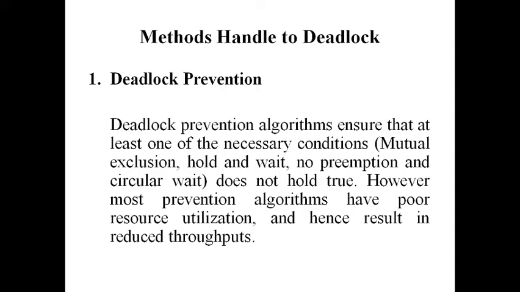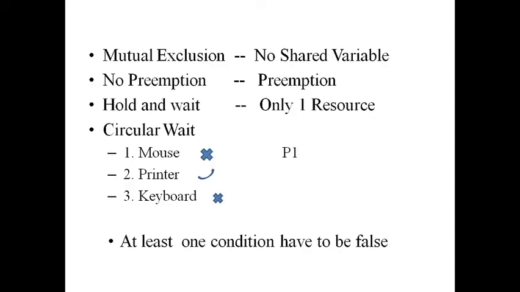Now, how about these four necessary conditions? I have said that one of the conditions should become false. How does one of the conditions become false? We will see one by one. So these are the four necessary conditions. The first one is mutual exclusion.